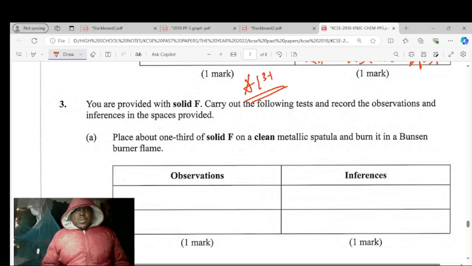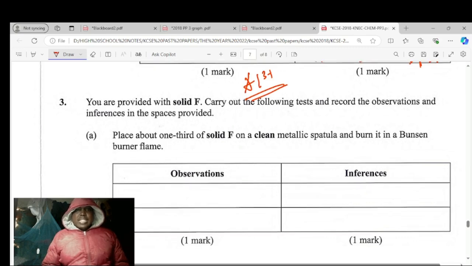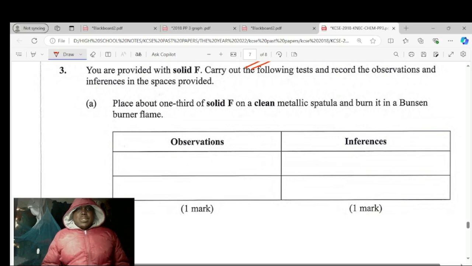You are provided with solid F. Carry out the following test and record the observations and inferences in the spaces provided. Place one-third of solid F in a clean metallic spatula and burn it in a burner flame. So we expected the solid to burn because this is organic.